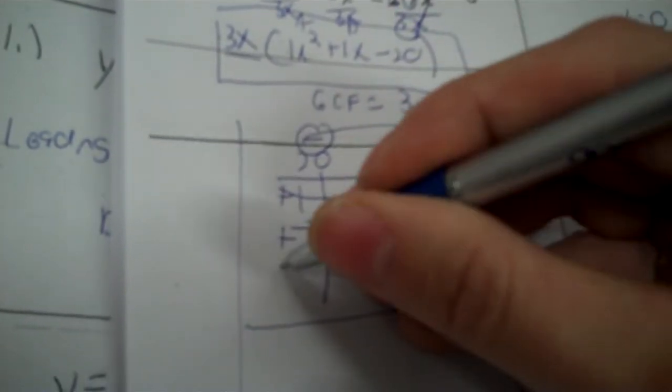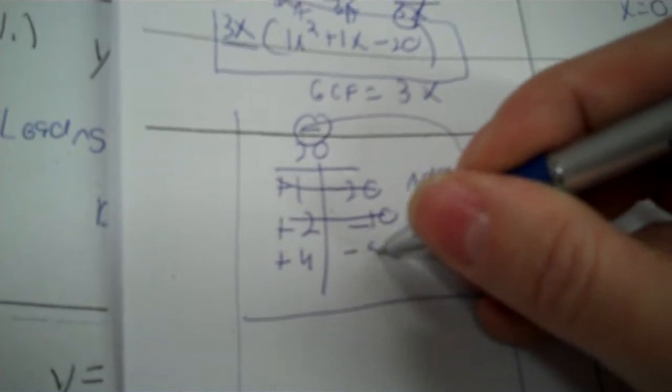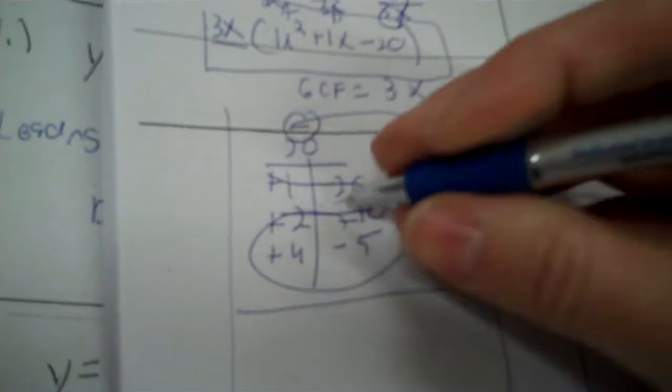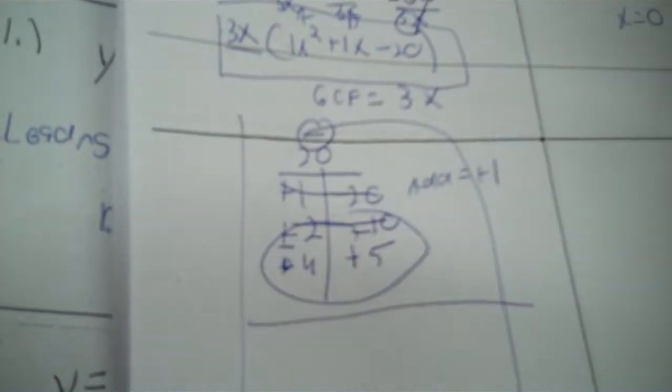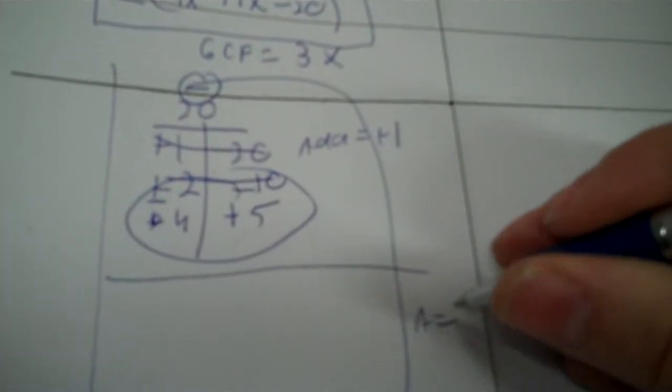Divide by 2, you get 10. Nope, 3 is a decimal. If you divide by 4, you get negative 5. Now that's negative 1, but if I go plus 5 minus 4, then I'm good. Okay, A is 1x squared.